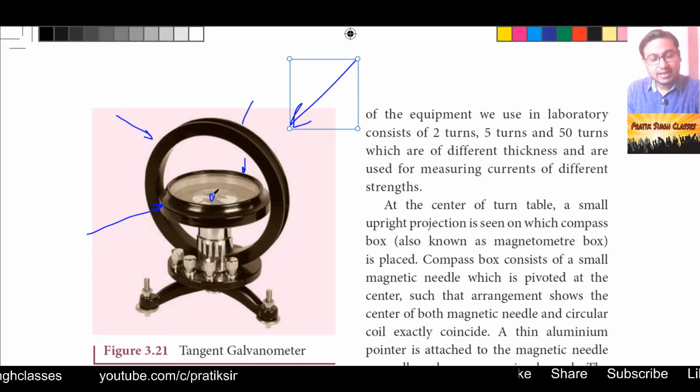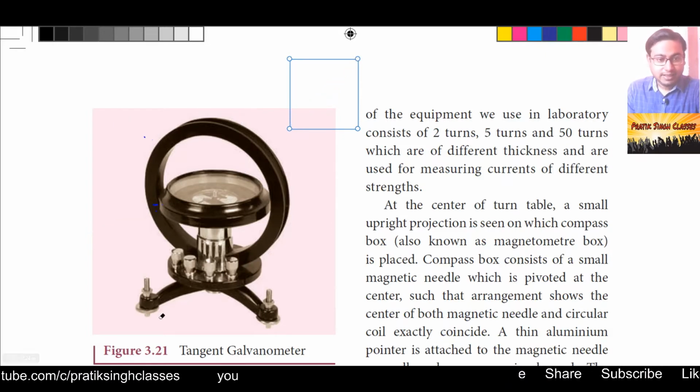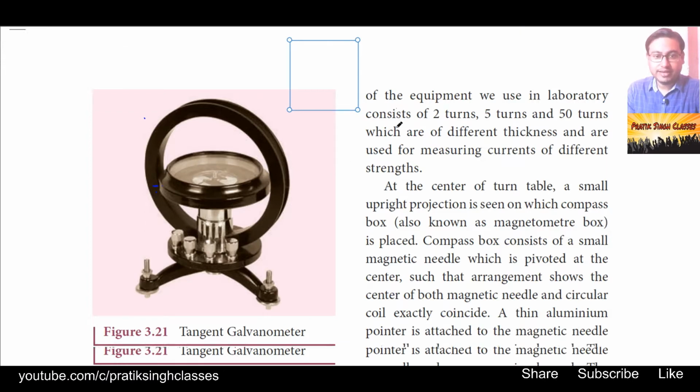At that point where the centers of both the circles lie, we have a bar magnet kept there. That means the center of the bar magnet and the center of these two circles coincide with each other, and it is mounted on a table. It is kept in such a way that it has three legs and its height from all those positions will be equal. This is a very sophisticated device because it measures the current even if the magnitude of current is in milliamperes or microamperes.